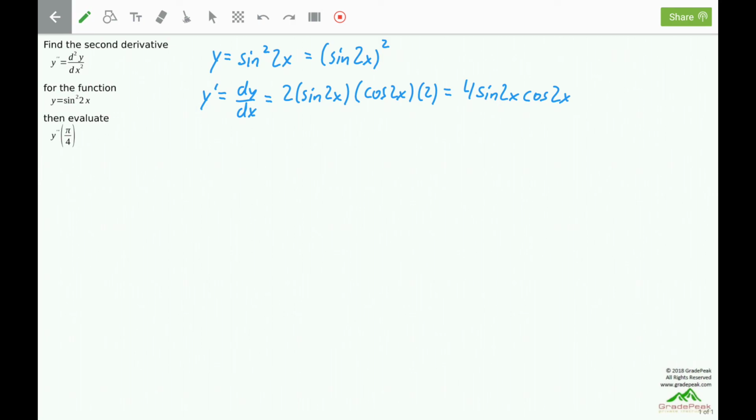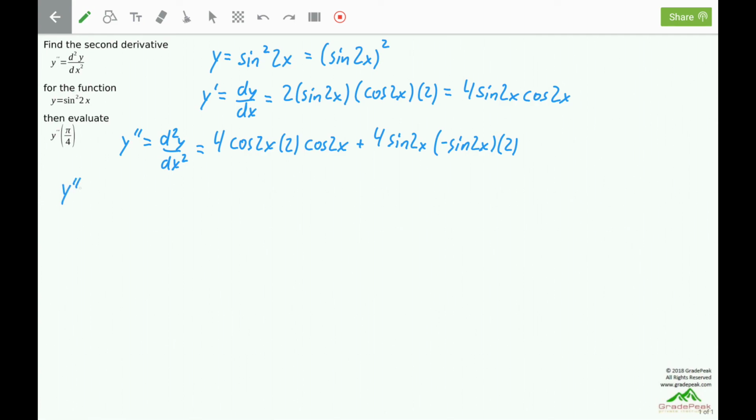Our next derivative will therefore involve a product rule if we leave it in that form. We have a product of two functions, so our next derivative, y double prime or d squared y dx squared, will be 4 times the derivative of the first. Derivative of sine is cosine, leave its inside alone, multiply by the derivative of the inside to complete the chain rule, and then multiply by the second left alone, plus the first left alone, and the 4 just comes along. So sine of 2x, and then the derivative of the second, derivative of cosine, is negative sine, leave its inside alone, then multiply by the derivative of the inside to complete the chain rule.